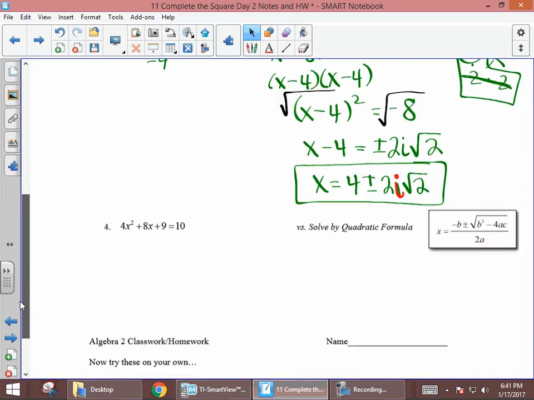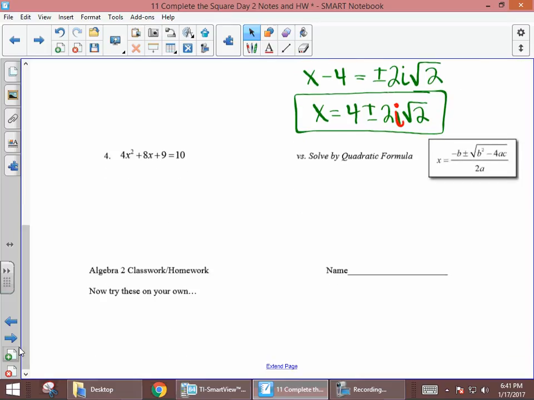There we have it. Number 4. It wants us to do this and then solve using the quadratic formula. The purpose of this is to show you sometimes it's easier to use the quadratic formula, and sometimes it's easier to use completing the square. Completing the square here is a little difficult.